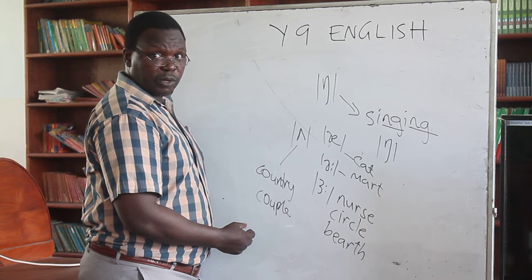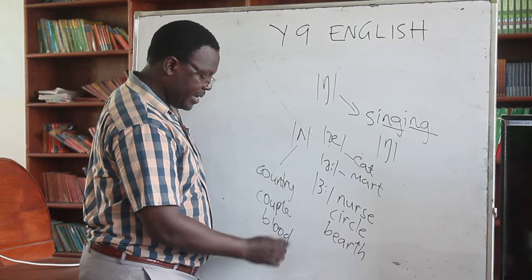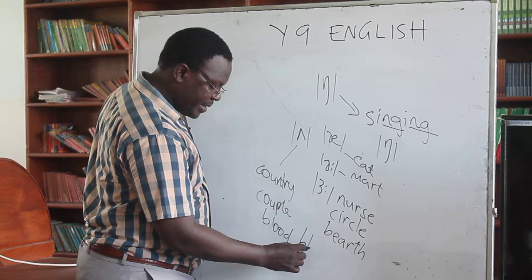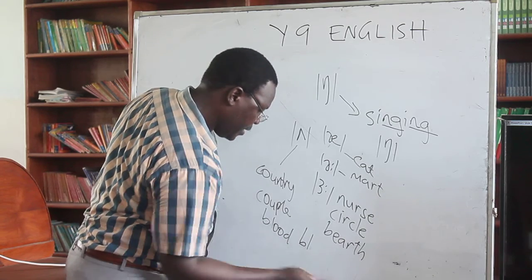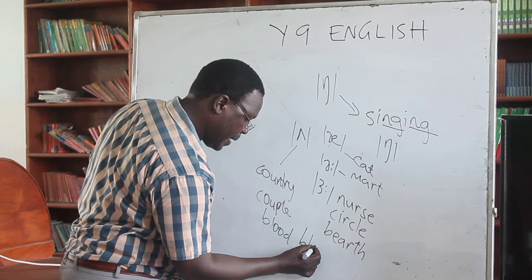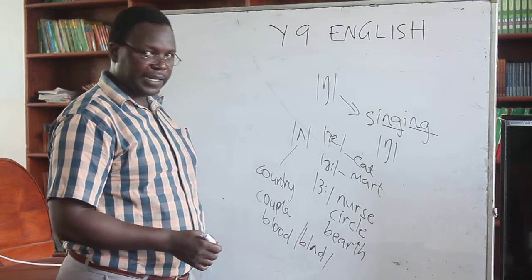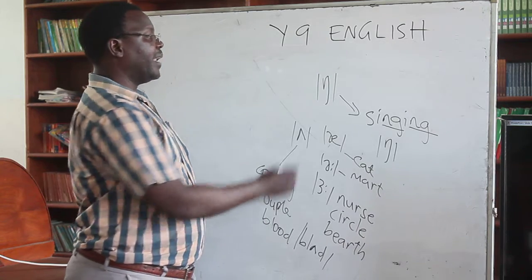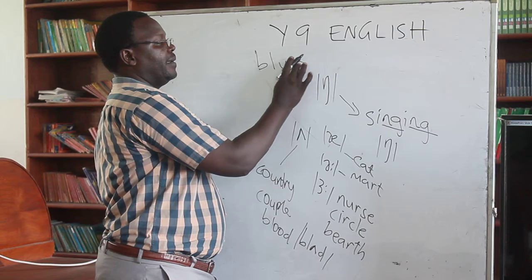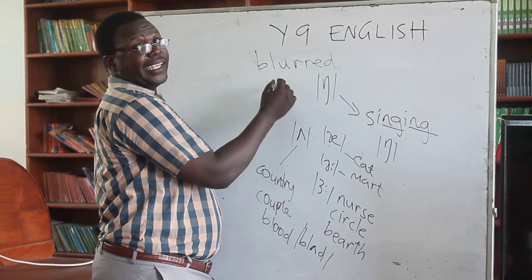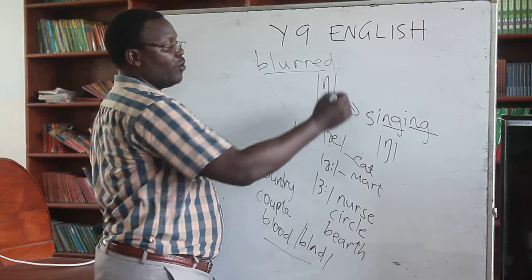Then we have those that have double O like blood. Actually we transcribe blood like this, not like that. That is how we transcribe it. Then we have words like cat.